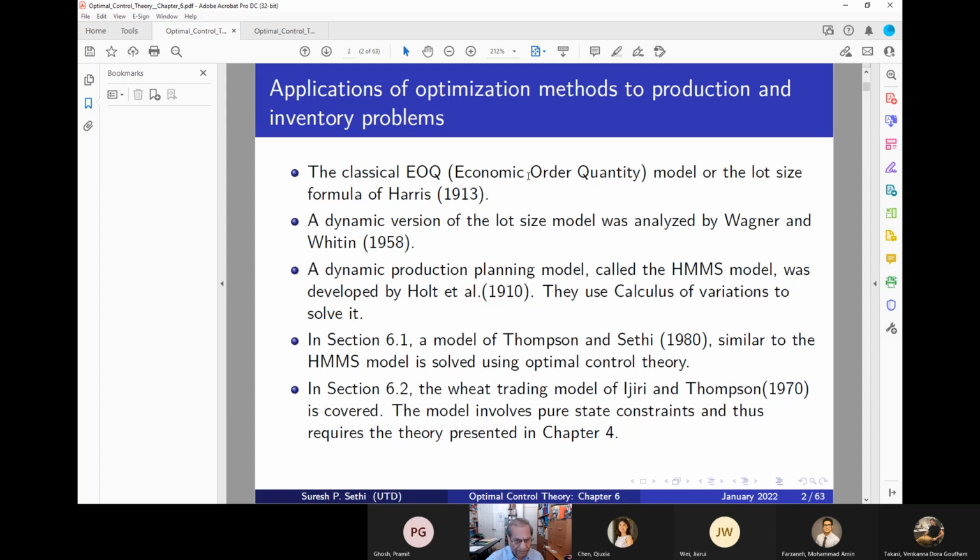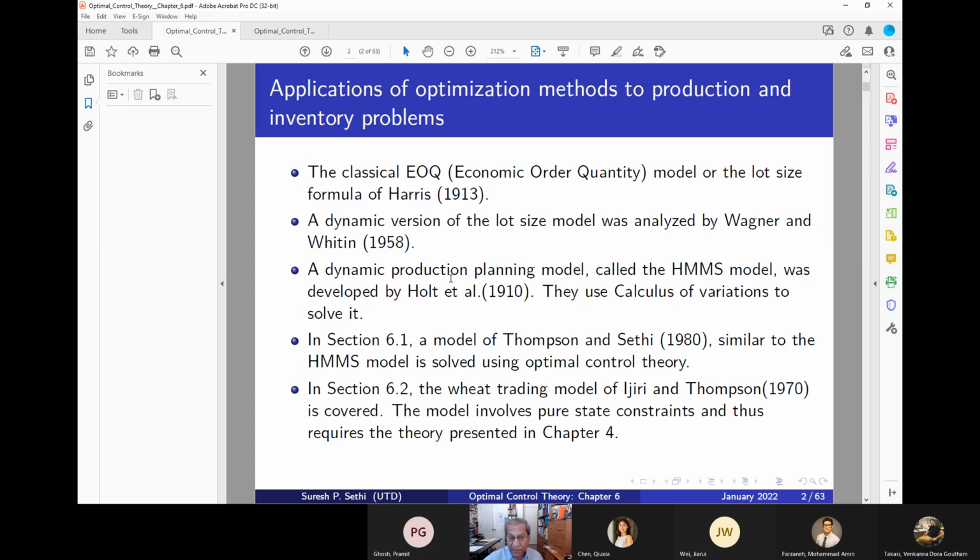And if you look at my set of books, there's one book that is basically devoted to long-run average cost problems in manufacturing. EOQ is a special example of a long-run average cost problem, but it is a simple example. The dynamic version of the EOQ model was called the lot size problem, by Wagner and Whitin in 1958.